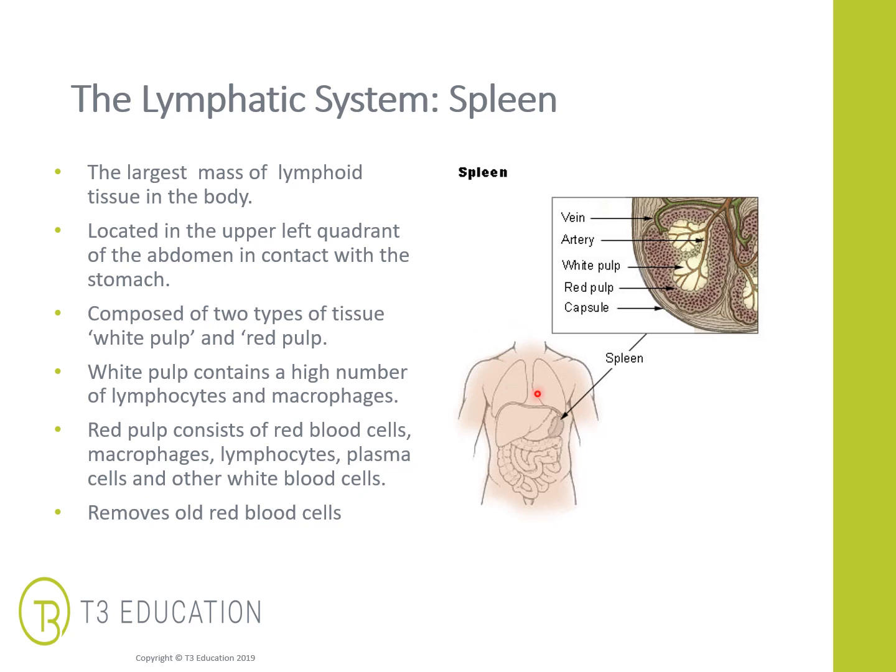The spleen is the largest mass of lymphoid tissue in the body, and it's located in the upper left quadrant of the abdomen and lies in contact with the stomach. It is composed of two types of tissue, white pulp and red pulp. The white pulp contains a large proportion of lymphocytes and macrophages, giving it this white appearance. And although the red pulp also contains macrophages and lymphocytes, those white blood cell type cells, it also contains red blood cells, giving it this red colour. The spleen removes old red blood cells from the system.